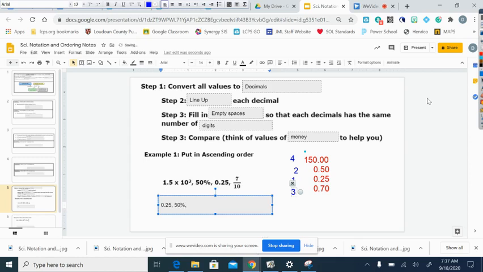After that, we had 7/10, so I'm going to say 7/10. And then the final one was the one we had in scientific notation, 1.5 times 10 to the power, and make sure you press the caret symbol, of 2. So that's how we're going to do this for the order. As long as you have your decimals lined up and then you fill in your zeros behind, all you have to do is look from left to right and see which one's bigger or which one's smaller.